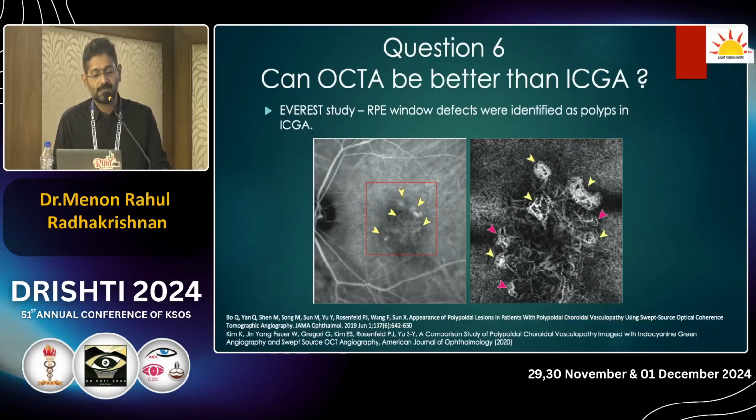So one more question would be, can OCTA be better than ICGA? Now, in the EVEREST study, which happened decades back, what happened was that RPE window defects were identified as polyps in ICG. That is one of the pitfalls there. Now, if you look at this image, this is the same patient. This is an SS-OCTA, not the typical traditional OCTA.